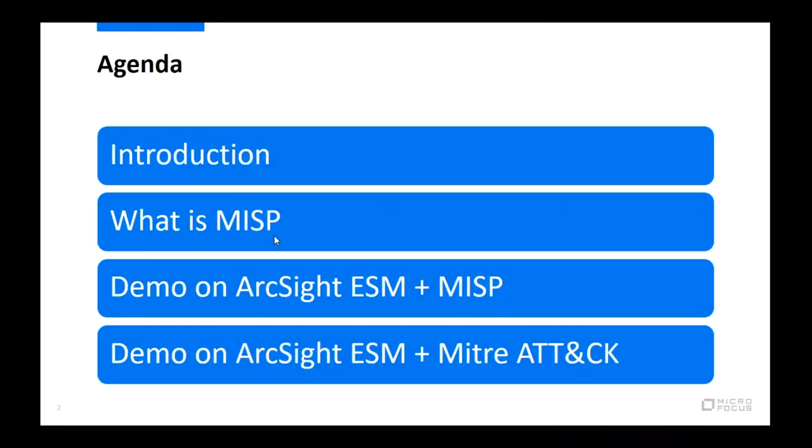So a brief agenda for today's session. We'll understand what MISP is, what it comprises of, and what benefits we are going to get out of it. And we have two demos here. One demo is on how ArcSight ESM uses MISP, and another is how ArcSight ESM uses MITRE ATT&CK. In my previous session, webinar 1, I gave a brief idea about MITRE ATT&CK, but in this session I have the demo available for MITRE ATT&CK as well. So we'll do two demos and see two different use cases on how ArcSight supports this.